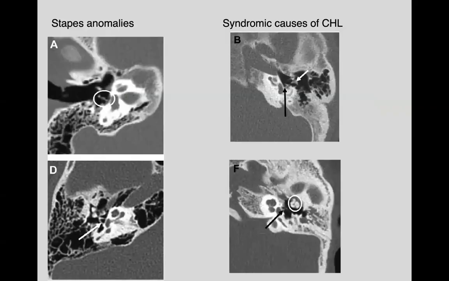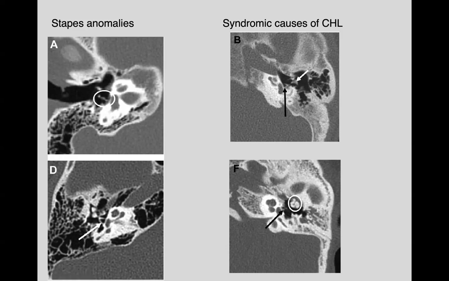Now, we can have stapes abnormalities. These are from Kelly's paper. Again, beautiful images of the different abnormalities of the stapes. This is a monopod stapes. It's just malformed with only one single bone going into a dysplastic or not well developed oval window.